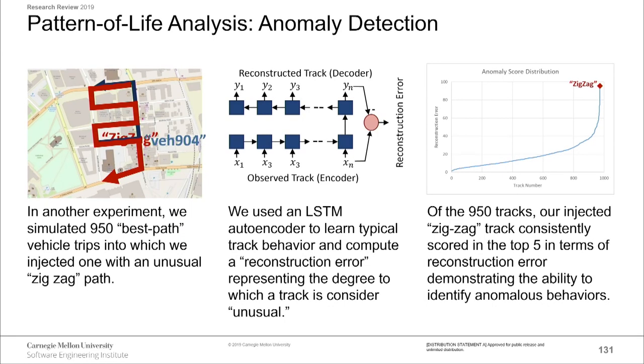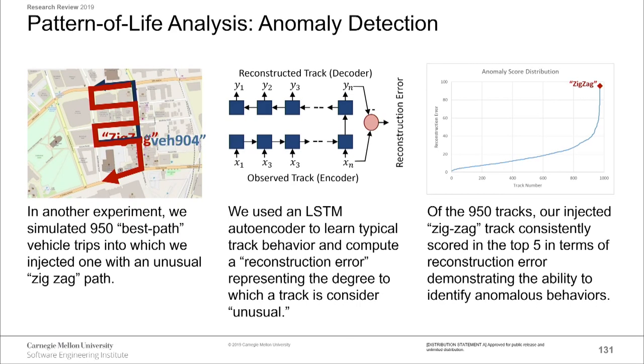The idea here is that we use an LSTM that encodes the steps of the track, and then it tries to decode the steps of the track. Then we look at how well the autoencoder decoded the track. The thinking is that if it's an unusual track, the reconstruction error is going to be high, and that will be an indication that the track is anomalous. We ran this experiment hundreds of times, looking at what the anomaly score distribution looks like over all my vehicles compared to our zigzag vehicle. And we found that our zigzag vehicle was consistently scoring near the very top of the anomaly score distribution.